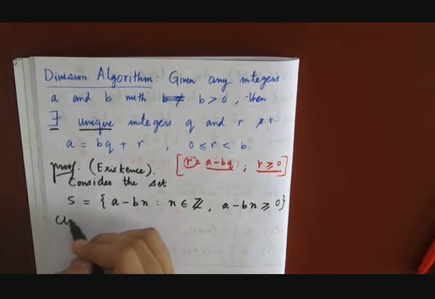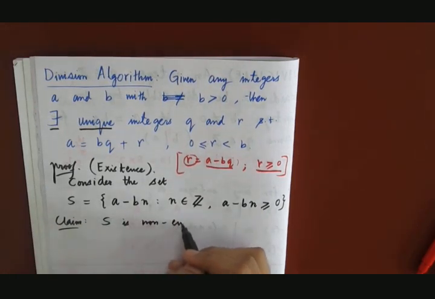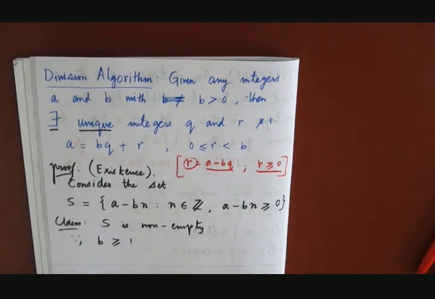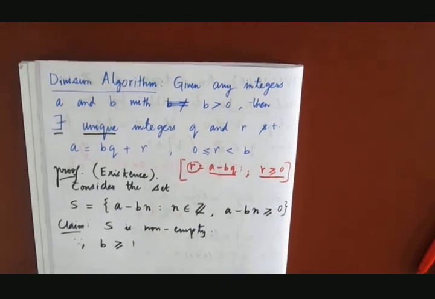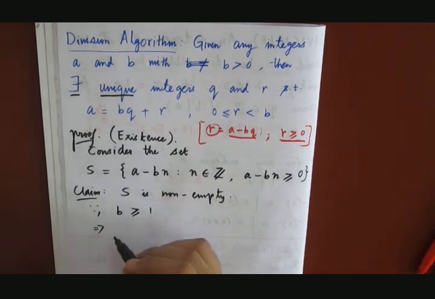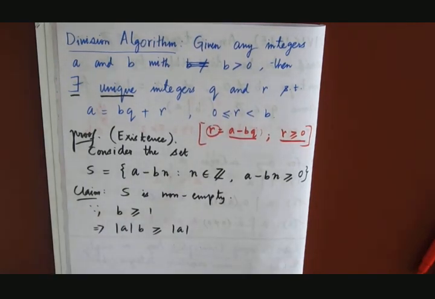Okay, so claim: S is non-empty. How? You see, since B is greater than or equal to 1. Do you agree with me? B is greater than or equal to 1 because B is greater than 0. So that means B is greater than or equal to 1, right? What I'll do is I'll multiply both sides by modulus of A. Since modulus of A is a non-negative number, the inequality will not change. So modulus A times B is greater than or equal to modulus A. Do you agree with me? Since modulus of A will definitely be non-negative, I am multiplying both sides by modulus of A.